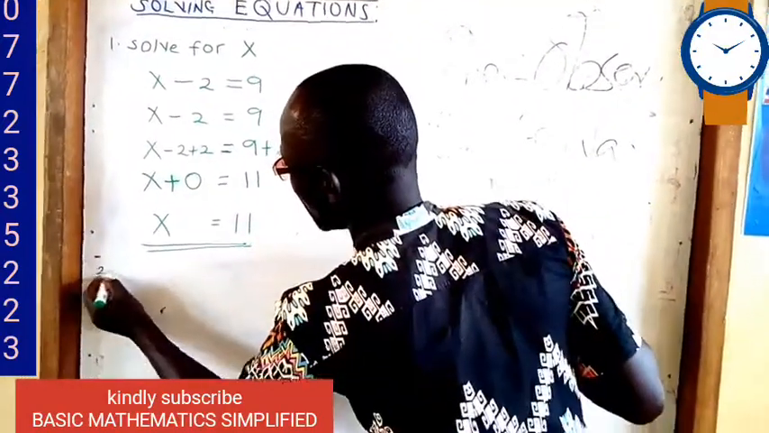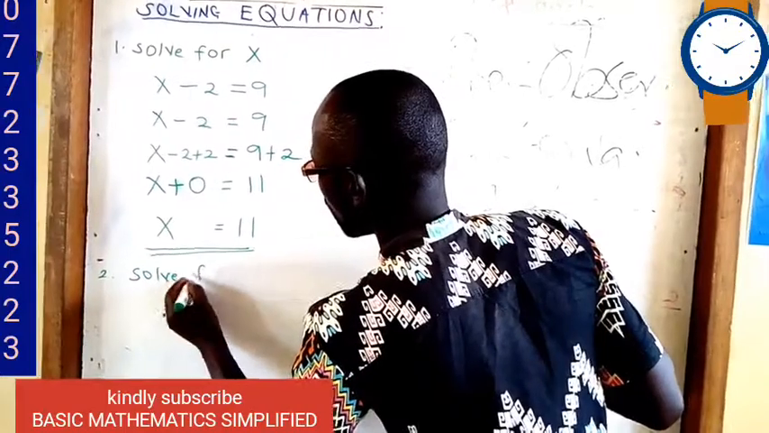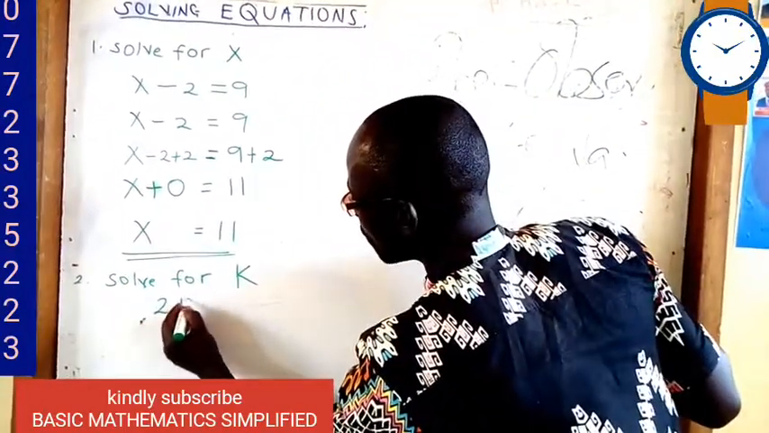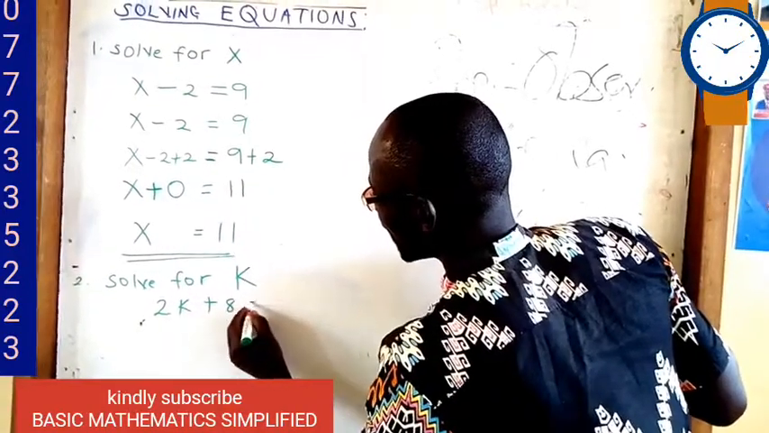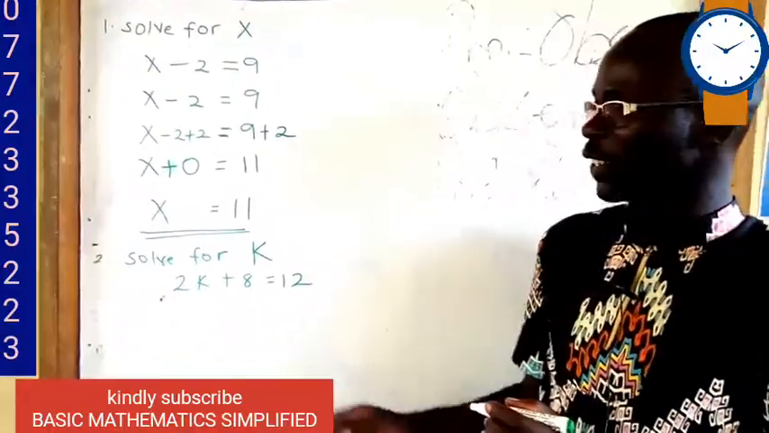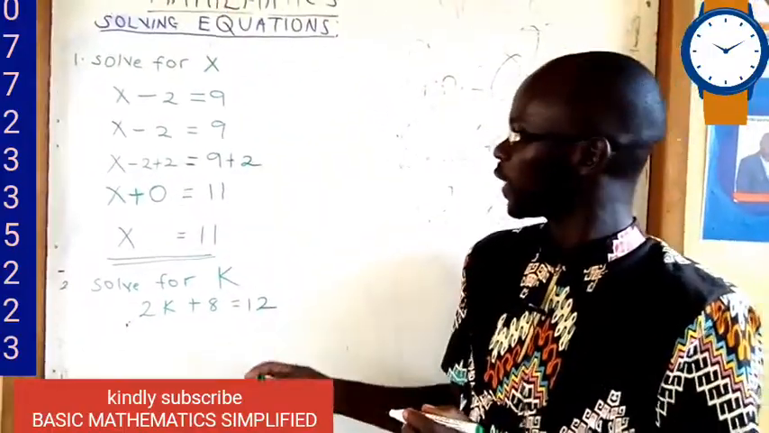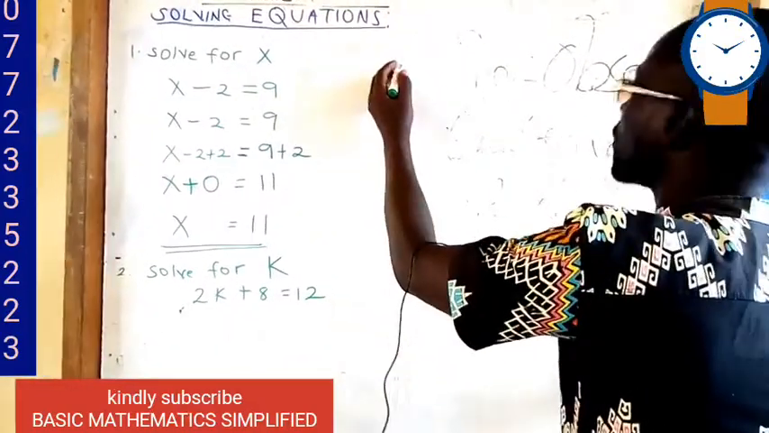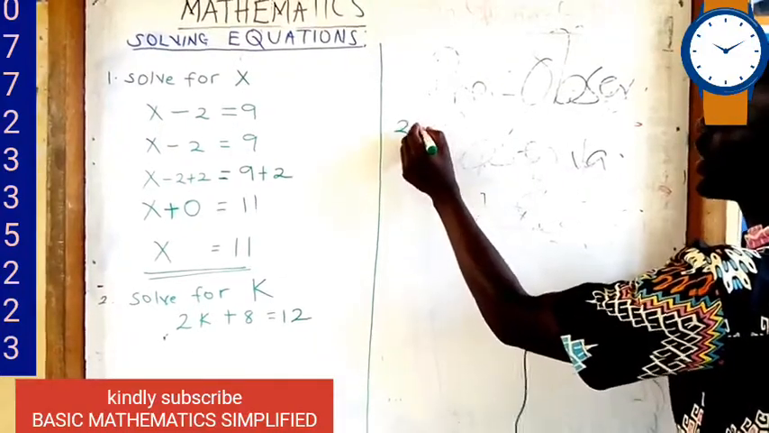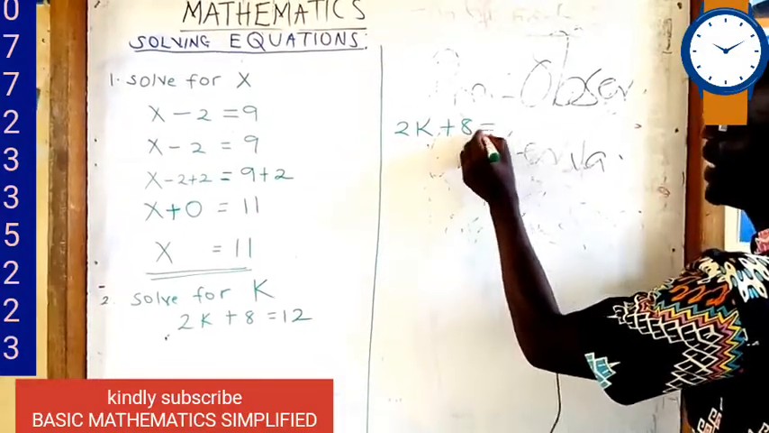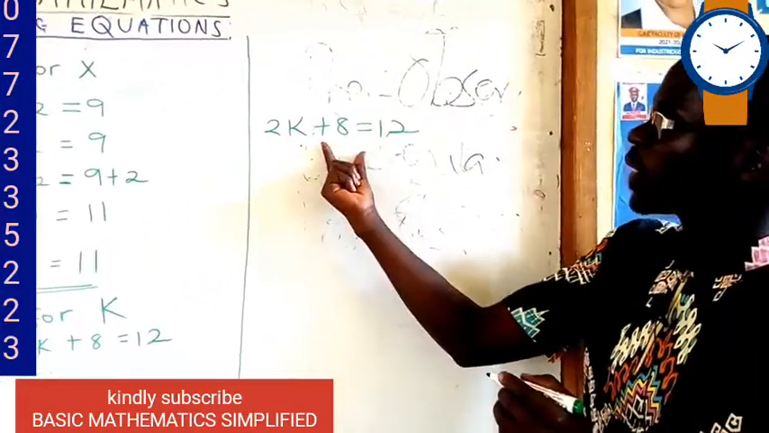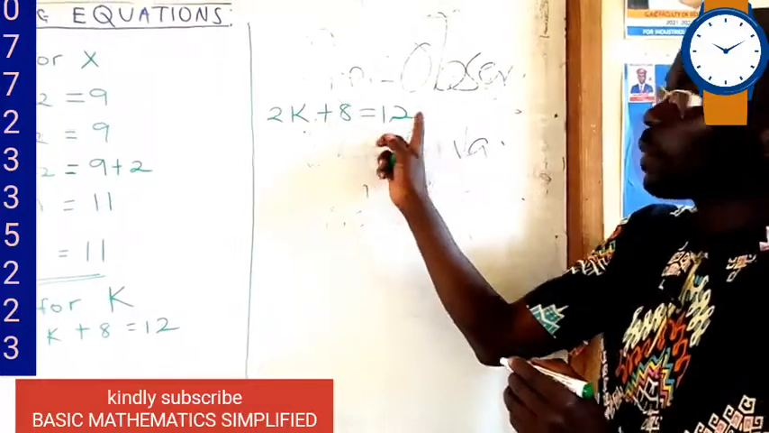The second example can be: solve for k. This time we now have 2k plus 8 equals 12. I told you the first thing you're supposed to do is rewrite that question and then you add it very well. This is now 2k plus 8 equals 12. Remember I said you collect like terms from this point. We have 2k plus 8 equals 12. 8 is a like term to 12.